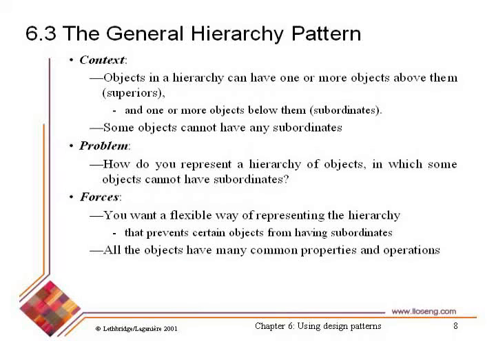This pattern is called the general hierarchy pattern by me. It's also called the composite pattern in the Gang of Four book, although the composite pattern is described a little bit more specifically, and I've generalized it slightly, calling it the general hierarchy pattern. Okay? The idea is that we have objects in a hierarchy. Now, we're not talking about an inheritance hierarchy.